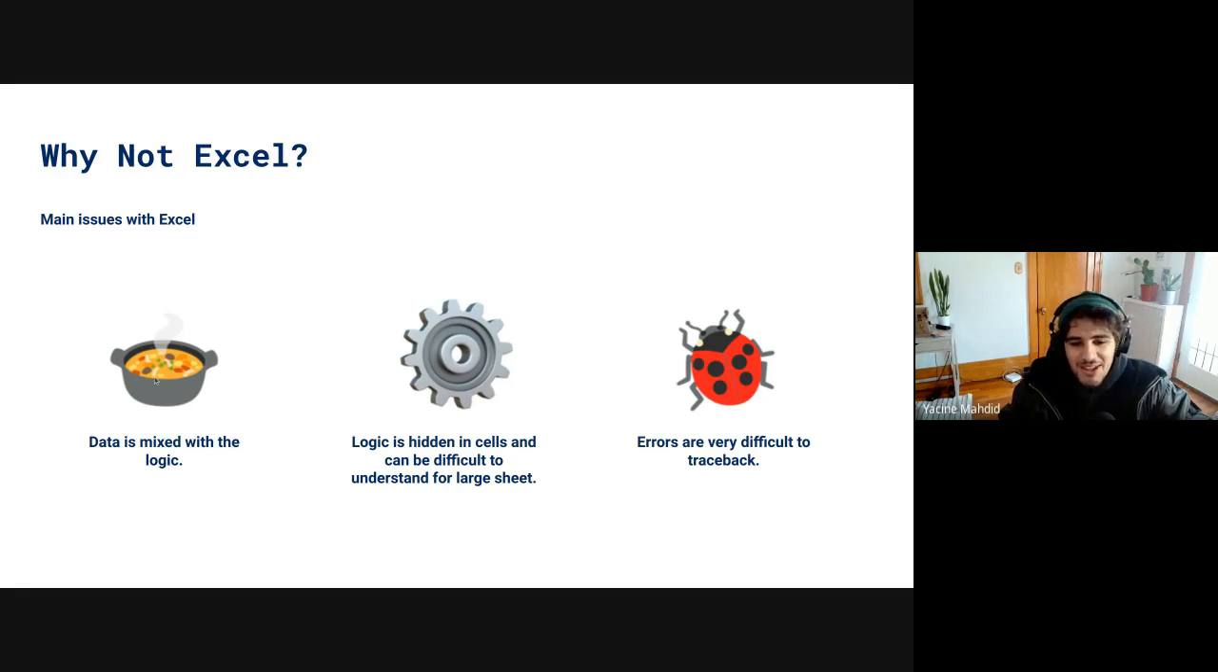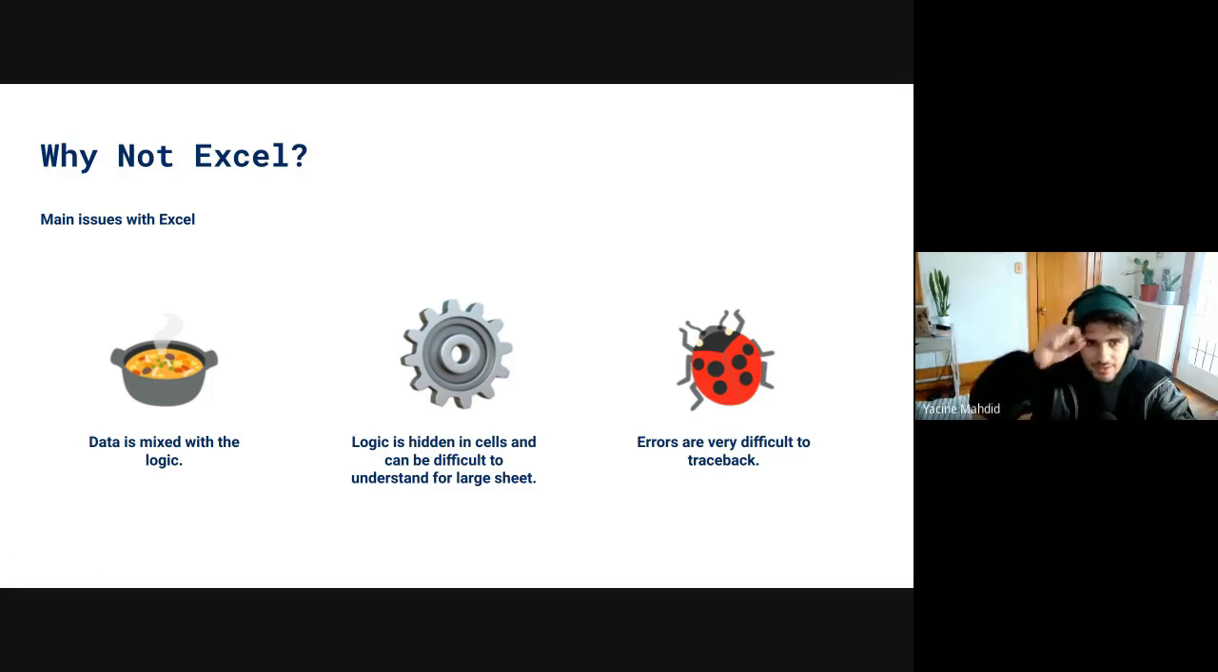Okay, so the second problem is that the logic is hidden in the cells. So it's not like the logic is a recipe that you can follow along. There's a way of making it work, but then it starts to become complicated. And at this point, why use Excel? And if you have an error, it's very difficult to trace back. And all of this becomes even more complicated as the Excel spreadsheet grows and becomes a monster, right?